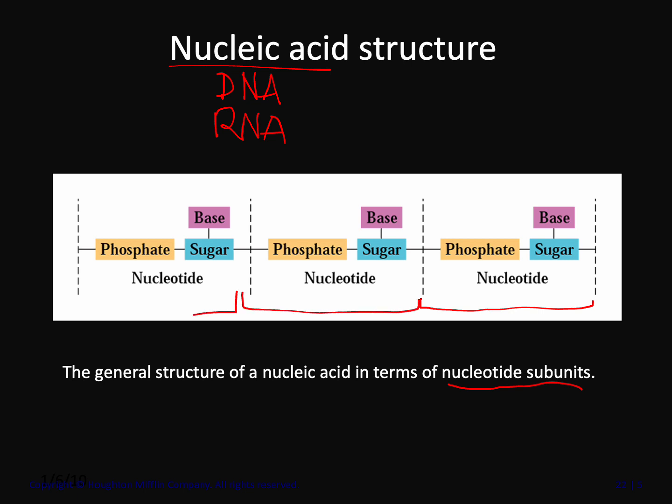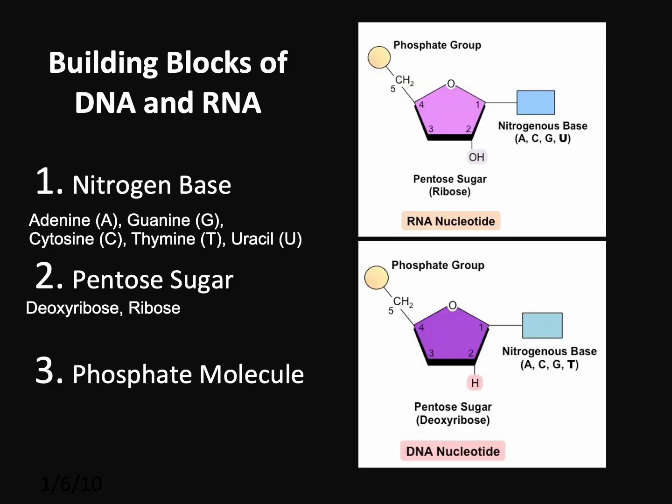And DNA and RNA are built by these nucleotide subunits, repeating over and over and over again. Each nucleotide subunit consists of 3 things. Each one has a base, each one has a sugar, and each one has a phosphate group. And we'll see this over the next few slides as well. Here are the 3 components of a nucleotide again. We have a nitrogen base, a pentose sugar, and a phosphate molecule. All these together make a nucleotide.